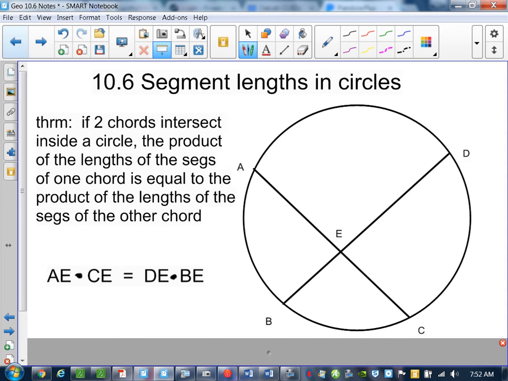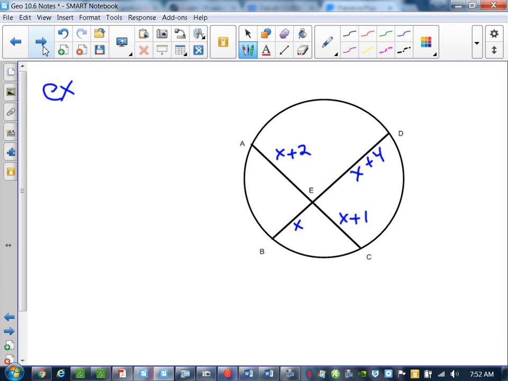Because if two chords intersect inside of a circle, the product of the lengths of the segments of one chord is equal to the product of the lengths of the segments of the other chord. Chunk times chunk is chunk times chunk. That's it. It is much easier. So if I'm looking at something like this, yes, I will throw something at you right away with algebra, because might as well start out with a bang. We have segments that are intersecting on the interior of a circle.